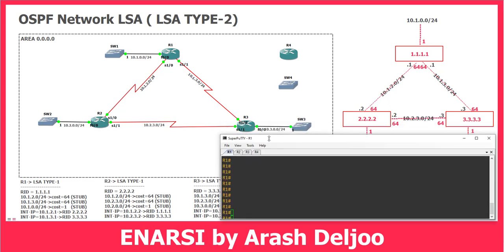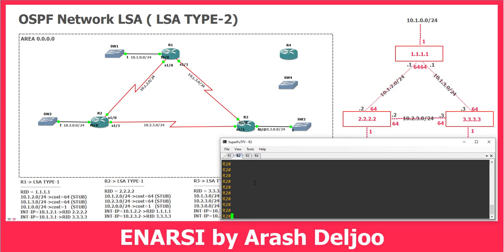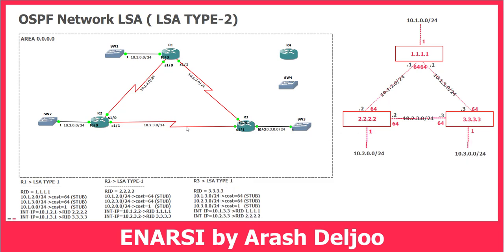Let me shut down this interface in router 2. I'm going to shut down the interface serial 11. Okay, and also in router 3, again conf t, interface serial 11, shut down. Now we can remove this link between router 2 and router 3.